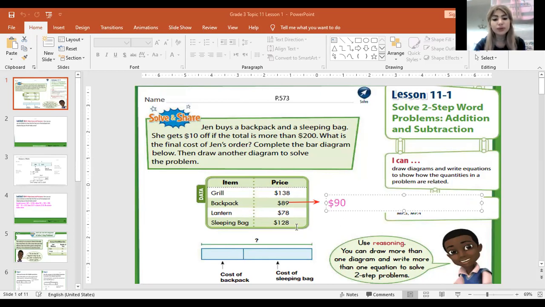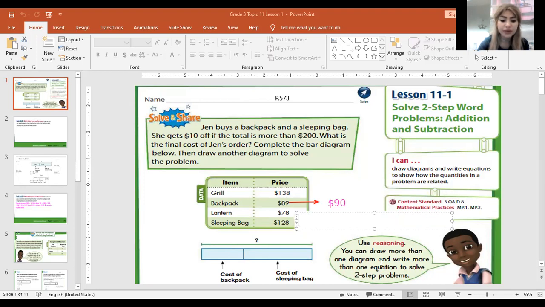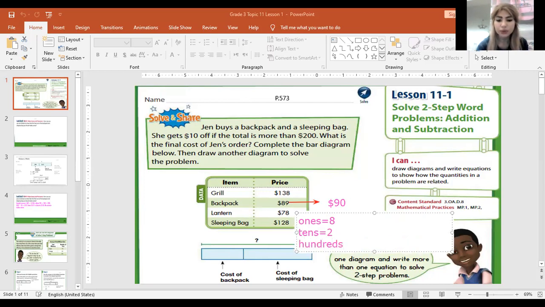And rounding 128, let's go and round it. Okay, so I have here the ones equals 8, the tens equals 2, and the hundreds equals 1. So I will round 128 to the nearest hundreds. So I will ask 2.